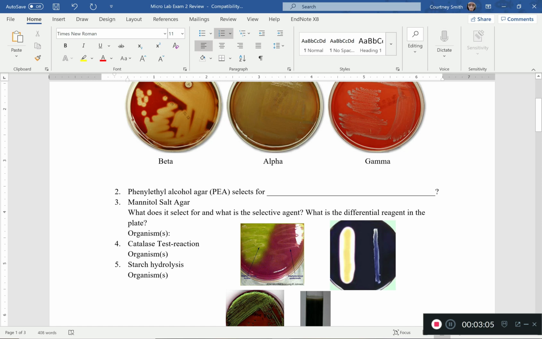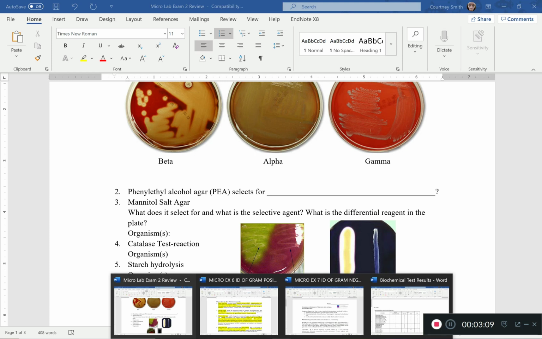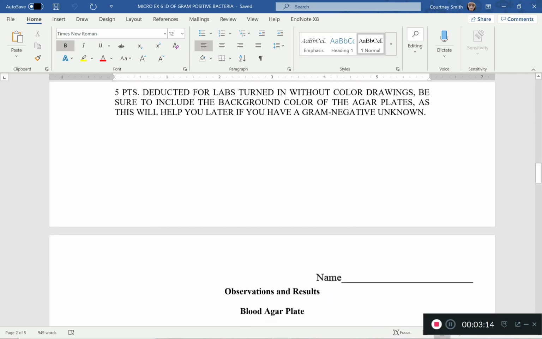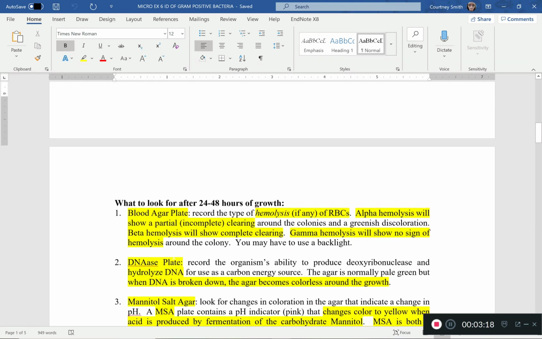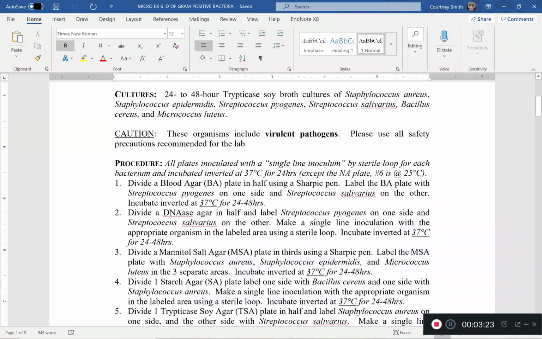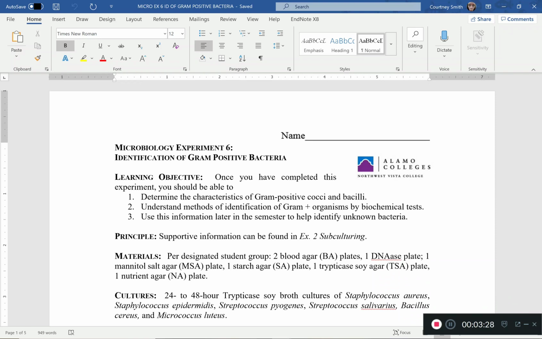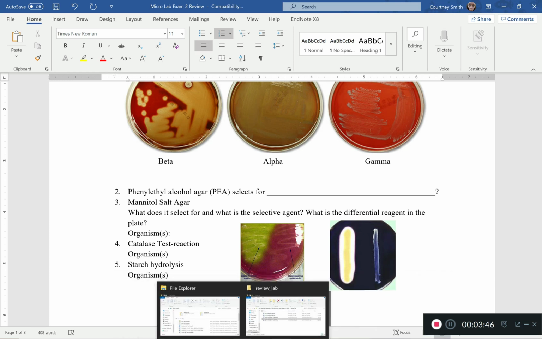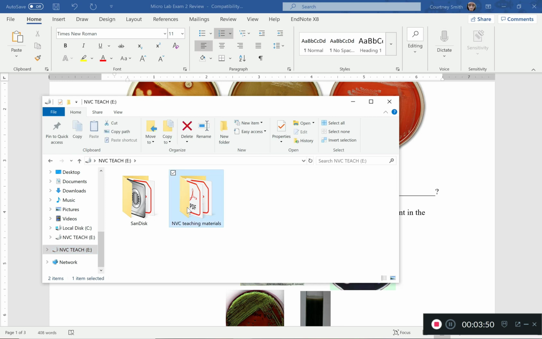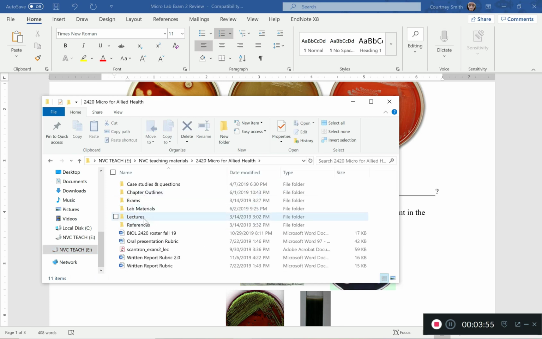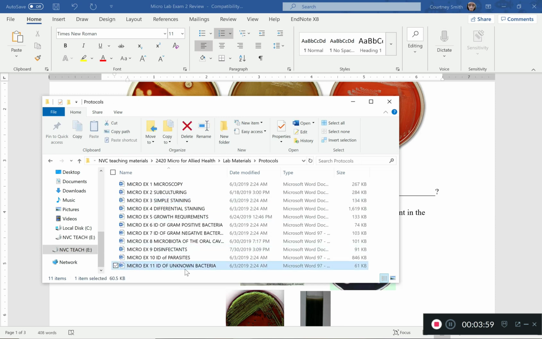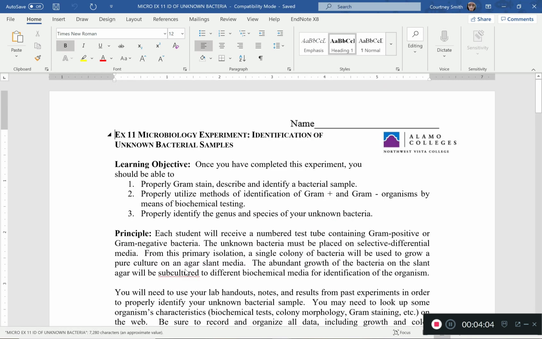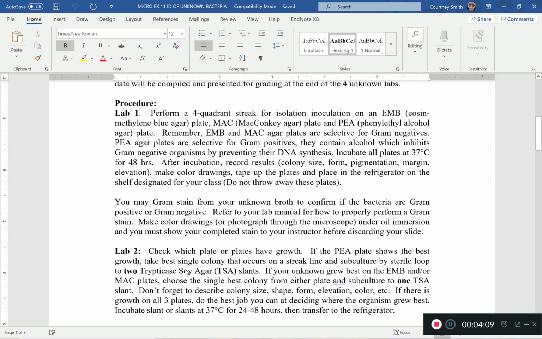Now for the PEA, you need to know what it selects for. All this information can be found in our protocol, so let's go ahead and pull up our protocol. So PEA, just kidding. Sorry guys. Where is it? I don't see it. It's not in 7. Well, anyway, it's selective for gram positives, as we found out in our unknowns. Actually, let me pull up the unknown protocol real quick so we can go through that as well. Oh, and also I'll ask no questions about parasites. I can't stand parasites.